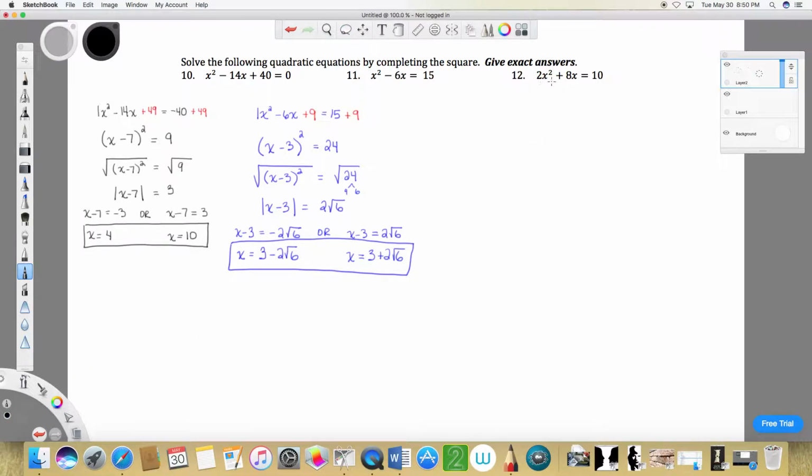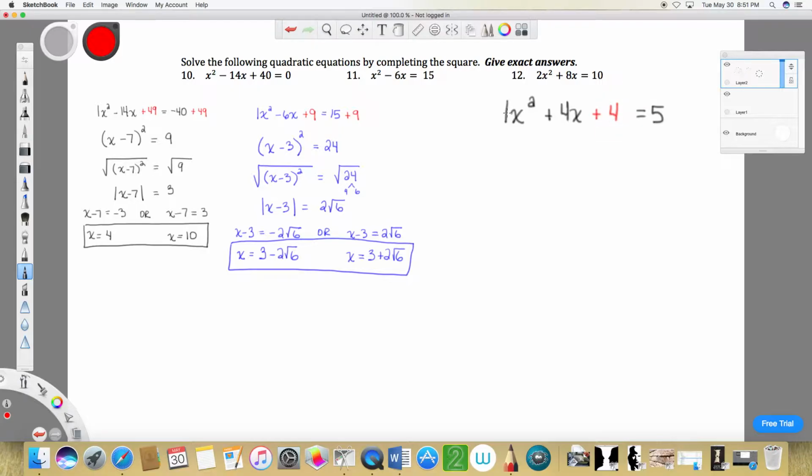First thing I notice about these numbers, 2, 8, and 10, is they're all even numbers. So I'm going to divide everybody by 2. 1x squared plus 4x is equal to 5. And that's fantastic that it worked out this way, because I need a 1 as a coefficient in front of that x squared. We'll see in other more complicated problems how we deal with it if you didn't have a greatest common factor, but here we did. Half of 4 is 2, and 2 squared is 4.